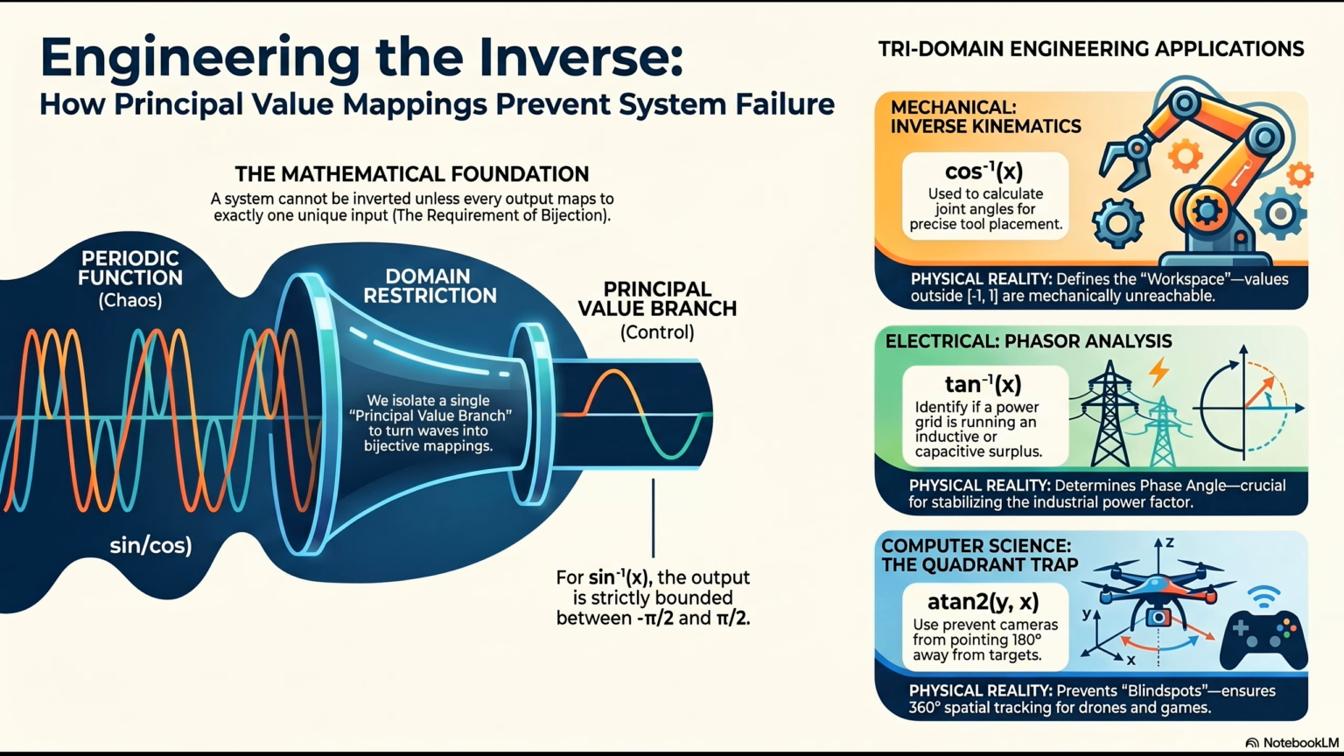But let's pivot from solid steel to something much harder to visualize: invisible electricity. Okay, jumping into the grid. Yeah, because these same mathematical guardrails are literally keeping the power grid from melting down. This brings us to heavy industrial power systems, alternating current phasor analysis, and power factor correction. In massive electrical grids, electrical impedance behaves like a 2D vector.